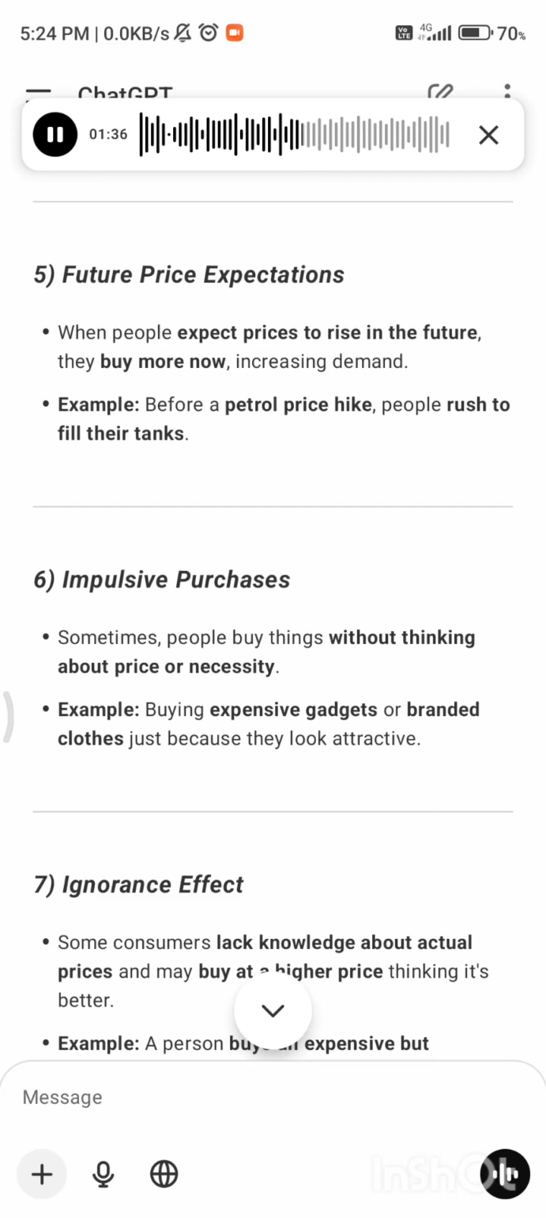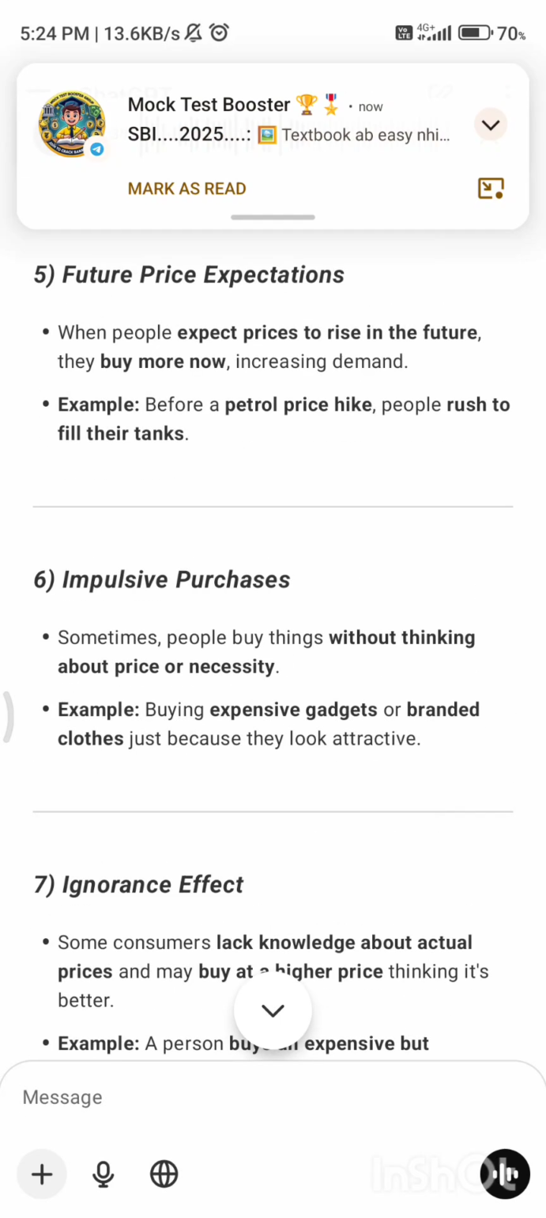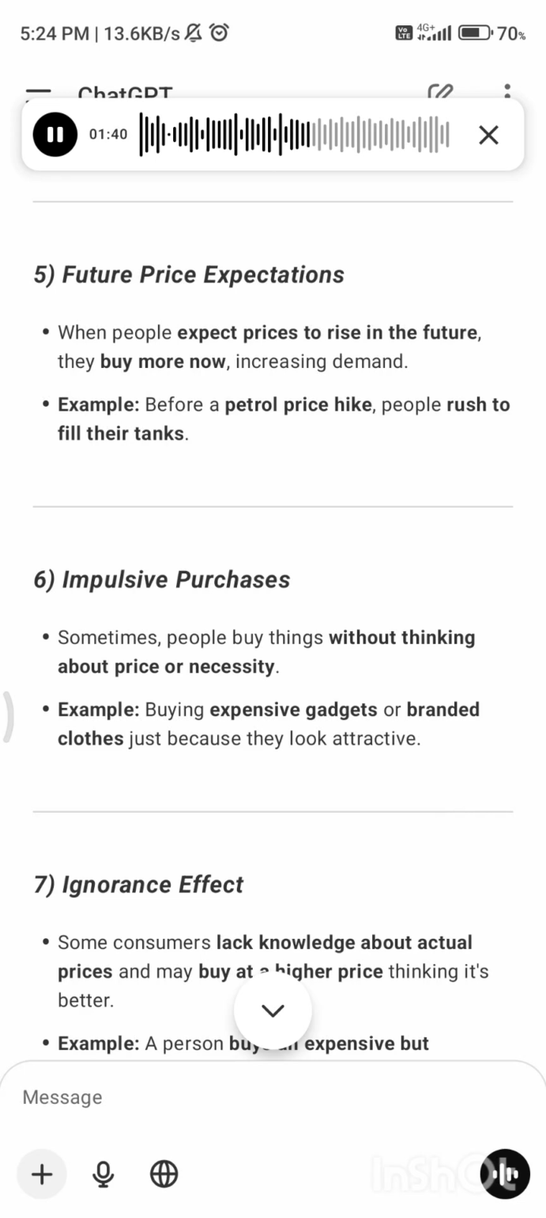5. Future price expectations. When people expect prices to rise in the future, they buy more now, increasing demand. Example, before a petrol price hike, people rush to fill their tanks.